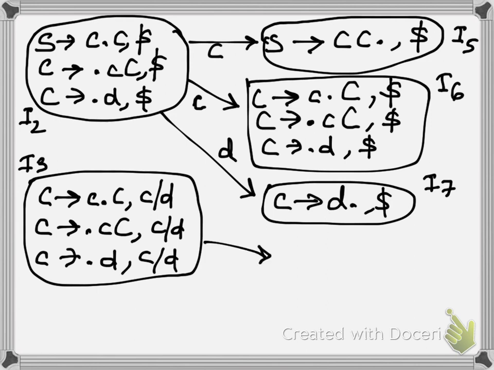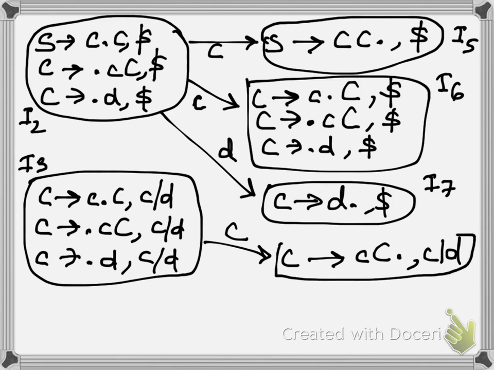Okay. Then from I3 if we see, let us look at I3. From I3 on capital C, we go to C derives C capital C dot CD. Okay, and there is no more. This is a final item, no more expansion. So this is our I8. I'm saying no more expansion because after the dot there is no other variable. So CD, this is a final item.